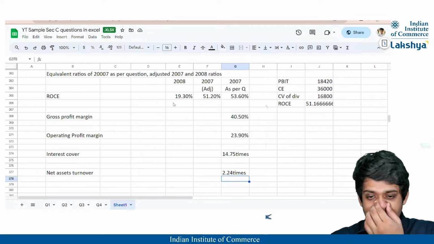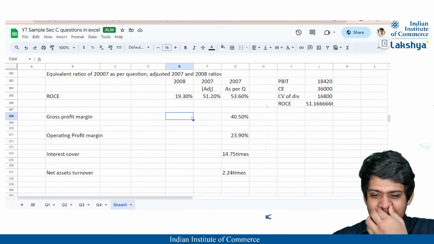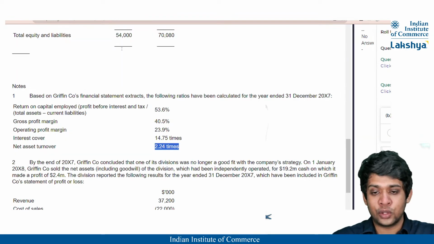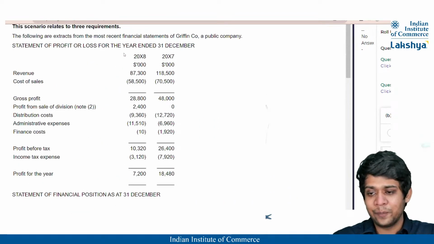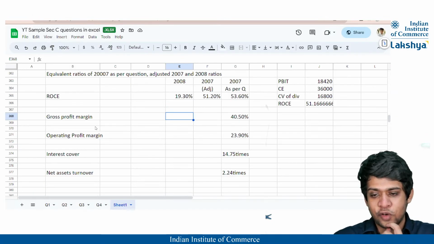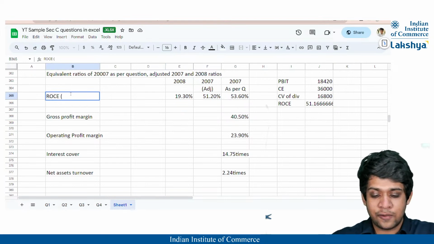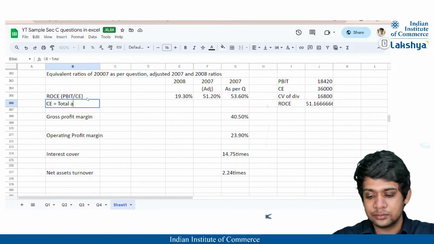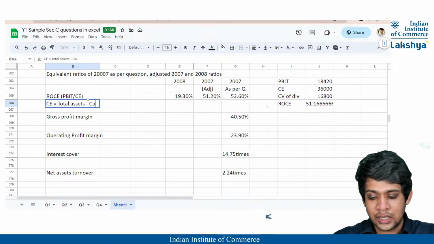Now let us calculate each of them for 2008 and 2007. Okay guys, so now here the gross profit margin we are supposed to calculate for 2008. It is fairly simple. Gross profit margin formula, I hope you all remember. Here the formula was nothing but profit before interest and tax divided by capital employed, right? And here the capital employed was nothing but total assets minus current liabilities, because that is what was mentioned in the question.